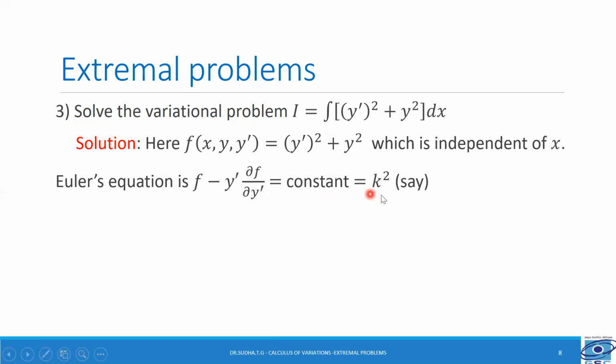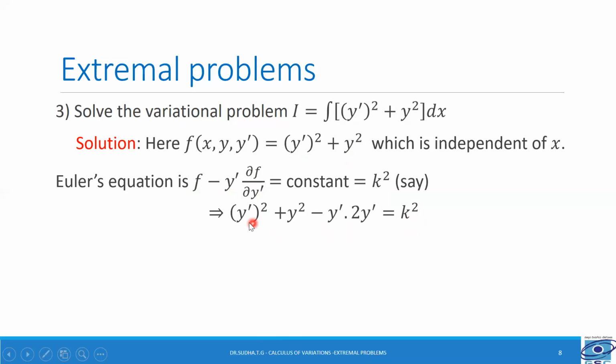Let us take that constant to be k square. Why k square here? Because we get an expression in the form of y square minus k, so we need to bring it to the standard integral form, so we take that to be k square. Even if you take k, you need to write root k whole square, no problem. You take f, that is y dash square plus y square, minus y dash into dou f by dou y dash. When you differentiate partially with respect to y dash, you get 2y dash, and y square becomes 0, and it is equal to k square.